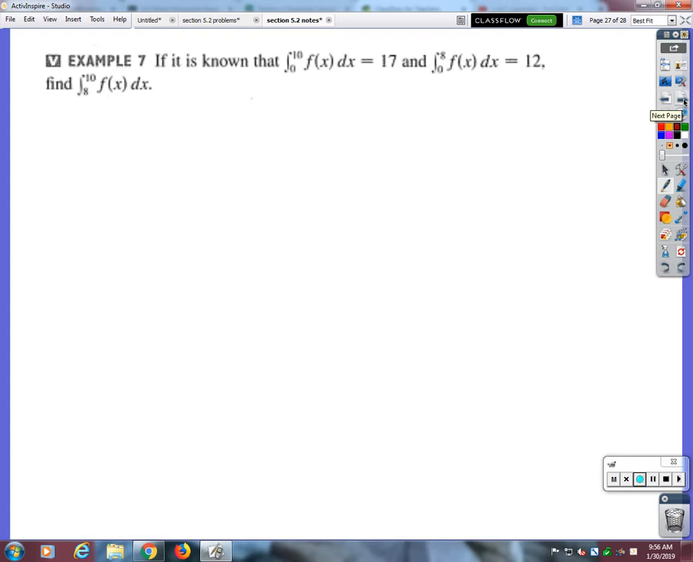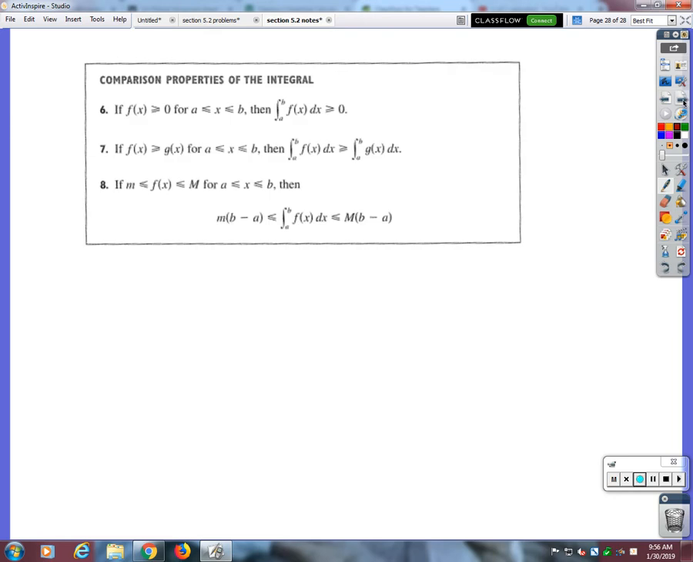So, for example, if you know for some curve the area from, or the integral from 0 to 10 is 17, and then you know that the integral from 0 to 8 is 12, what's the integral from 8 to 10? 5, because these two pieces have to add up to the whole thing. All right. Okay.